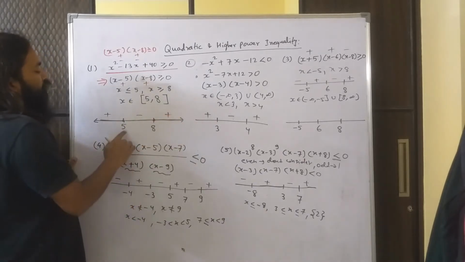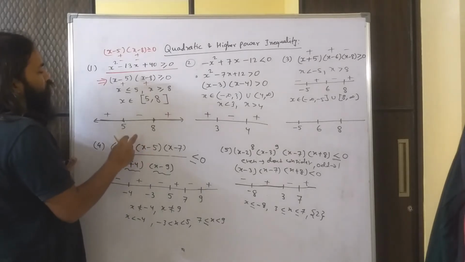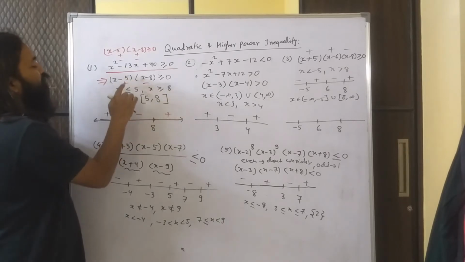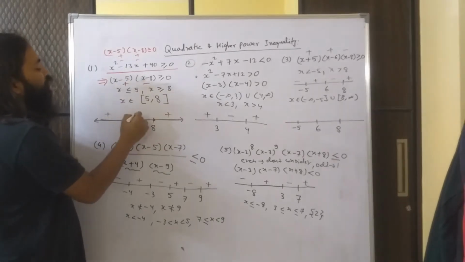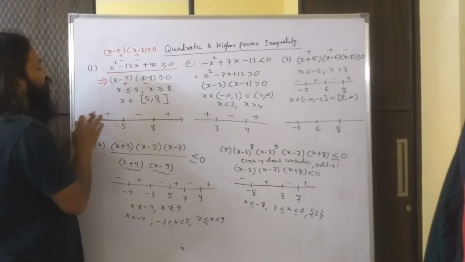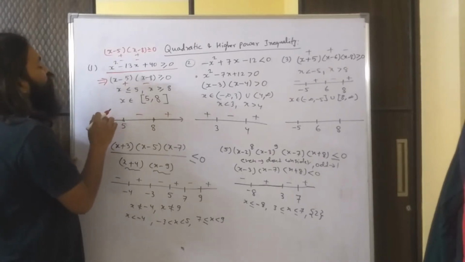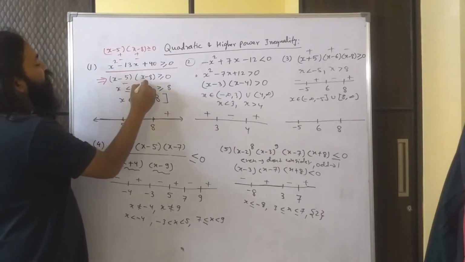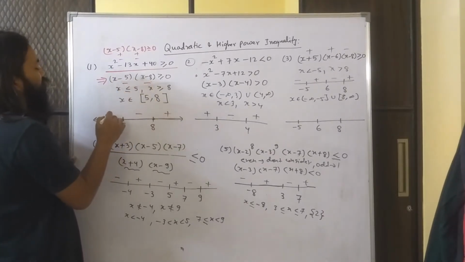Let me take a value between 5 and 8. So let's take x equal to 7. If I take x equal to 7, then I get plus and minus. So one is positive, one is negative. That's why I have put negative. And if I take a value less than 5, suppose I take x equal to 0, then I will be getting negative, negative. So minus minus plus.